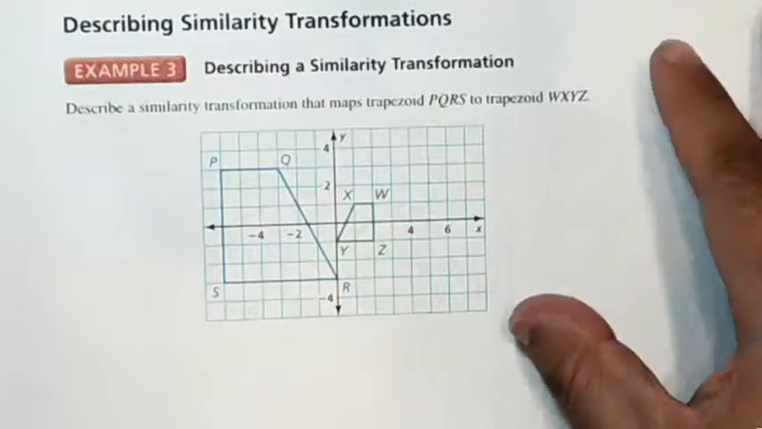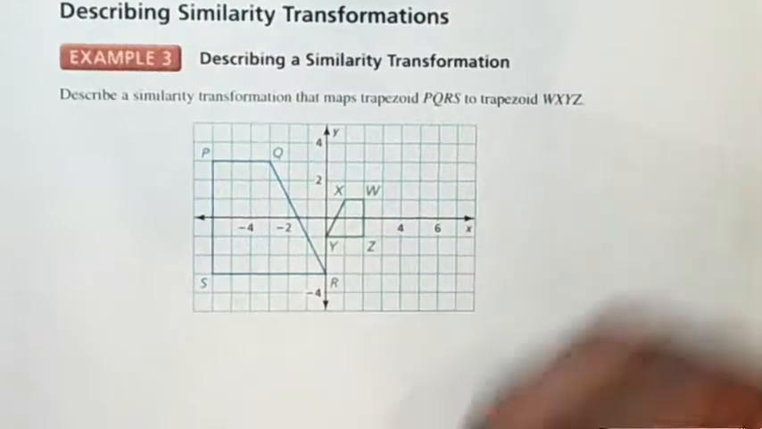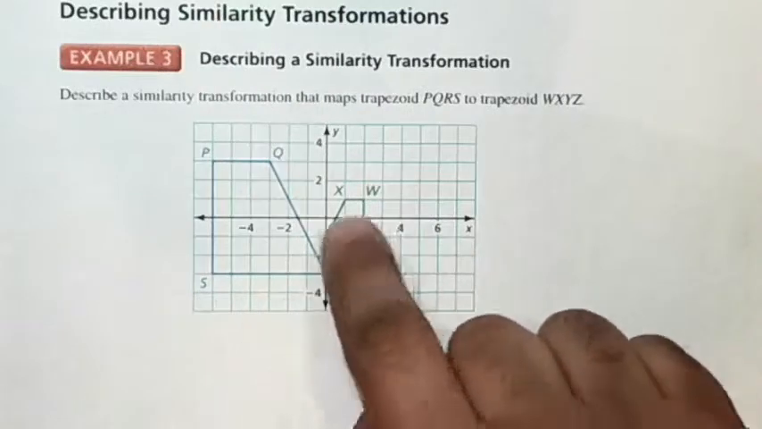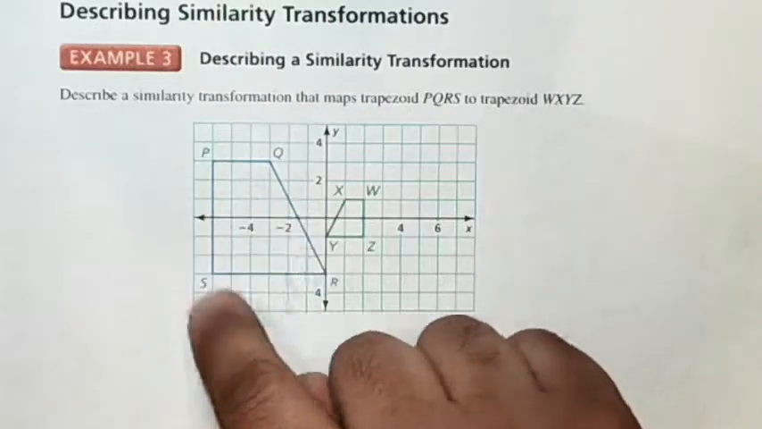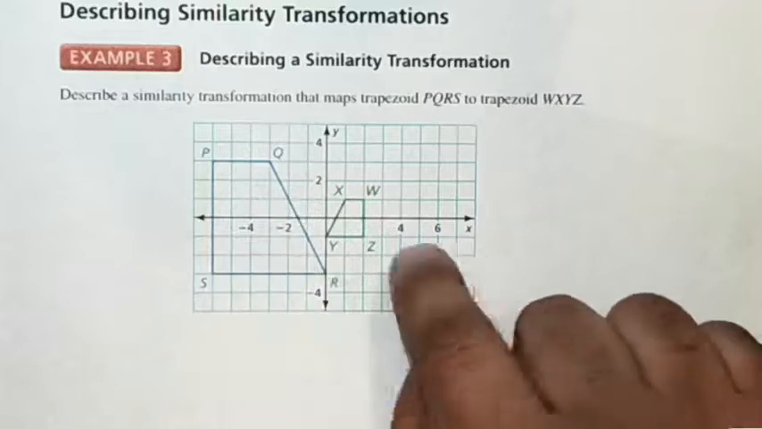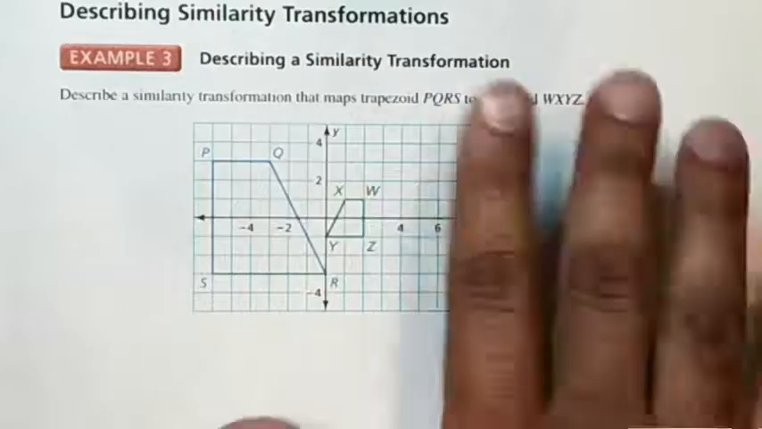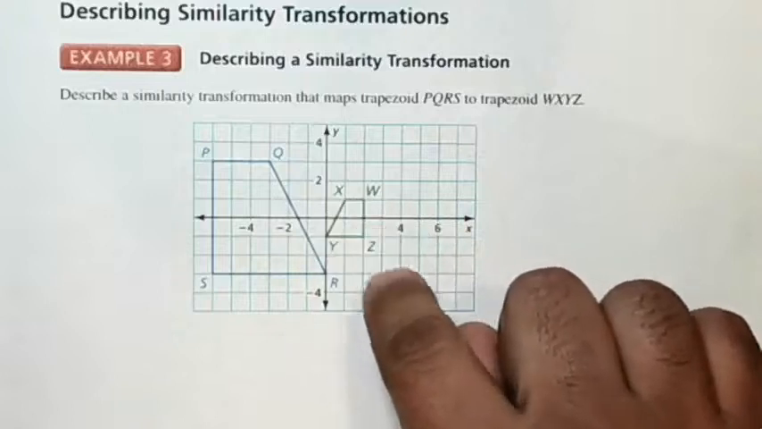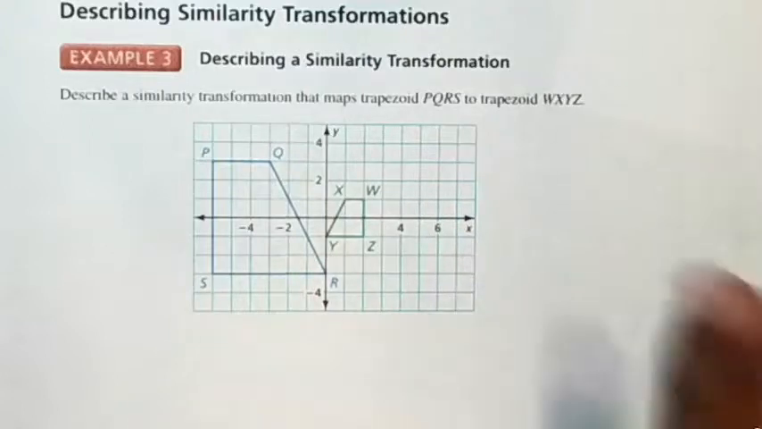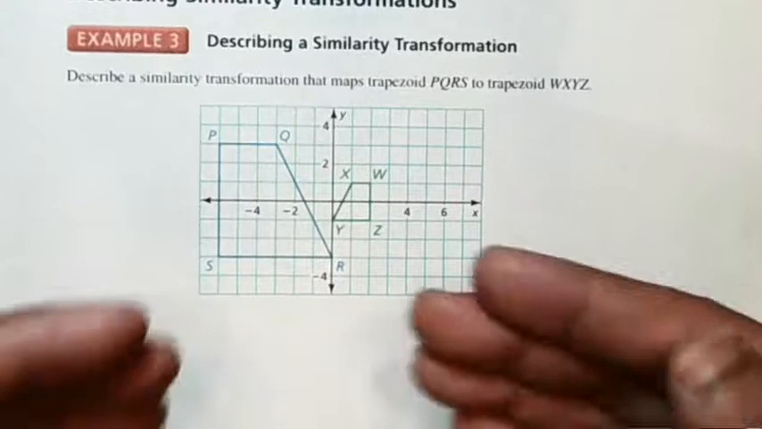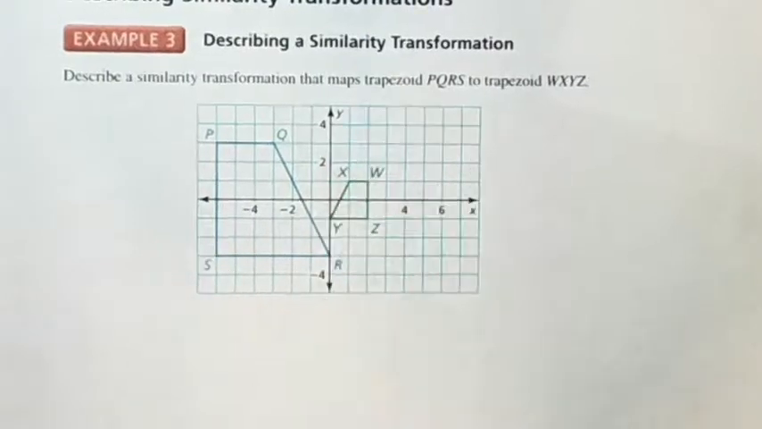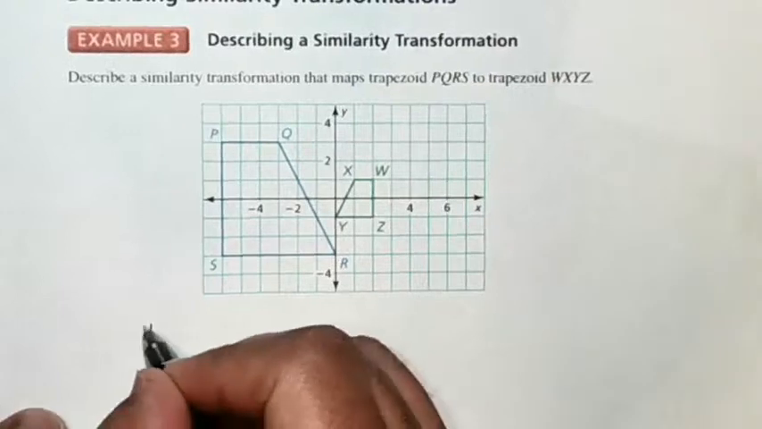Alright, this last example is going to want us to kind of figure out how we got from this original image PQRS, the pre-image, and rearranged it and got this other trapezoid WXYZ. Just looking at it off the top, looks like they're facing each other, so it looks like this has to be a reflection centered about the y-axis. So let's write that down.